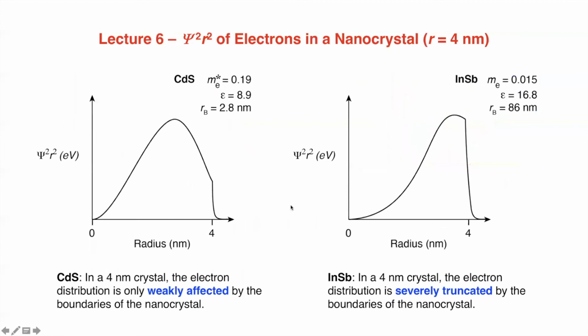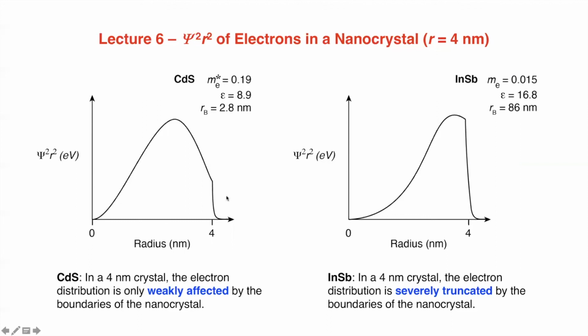So here are two example radial distribution functions on the left and on the right. On the left, we have a radial distribution function for an electron in cadmium sulfide. And on the right, we have a radial distribution function in indium antimonide. Okay. And so I've given you there a couple of very useful numbers, which we're going to talk about in just a moment.